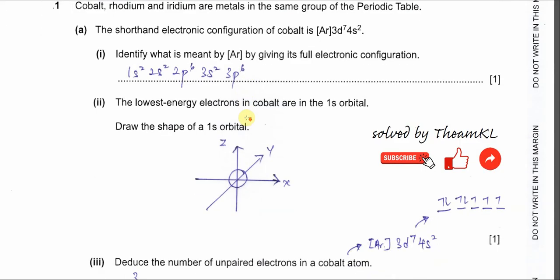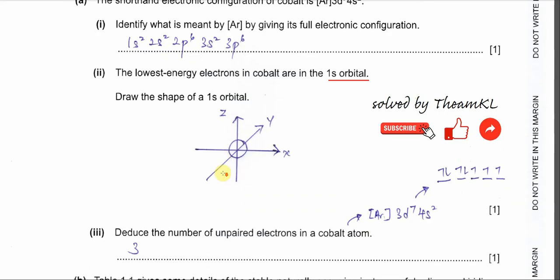For part 2, the lowest energy electron in cobalt is in the 1s orbital. Draw the shape of 1s. Actually, you just need to draw a circle. It's better to show the axes x, y, z, with a circle, and this is 1s. As long as you know the s orbital is spherical, you just draw a circle.